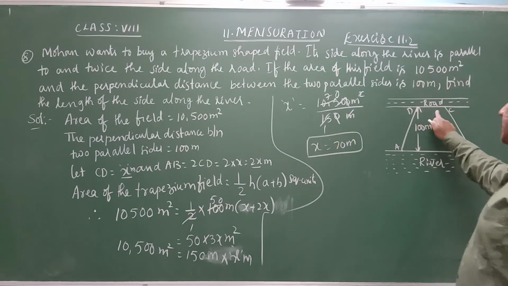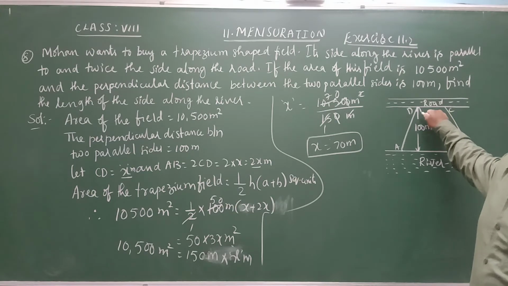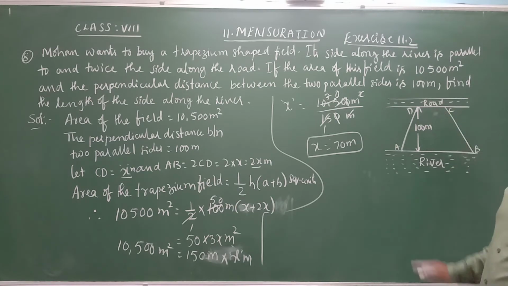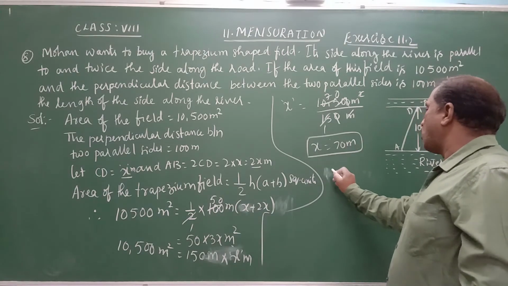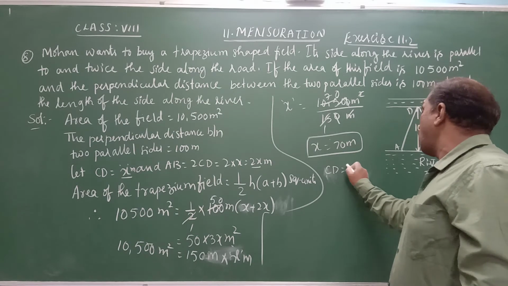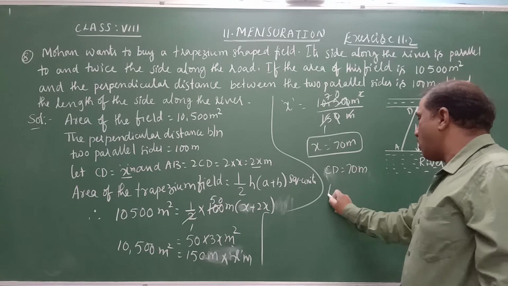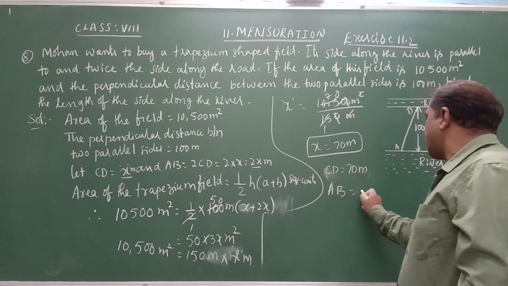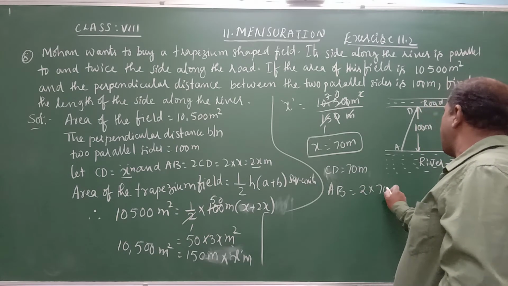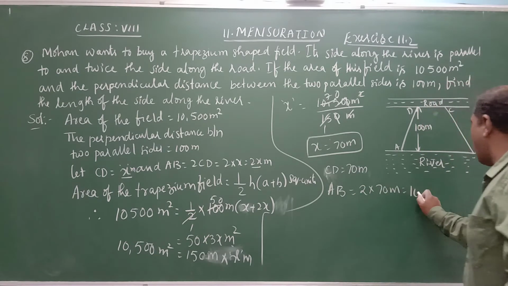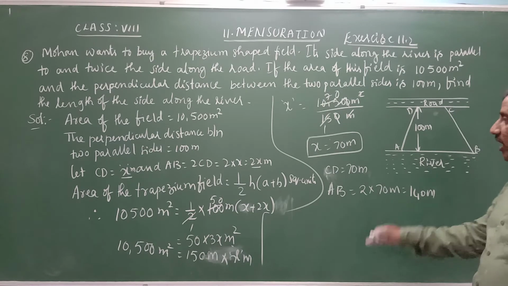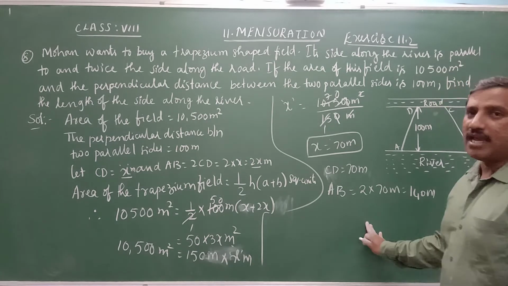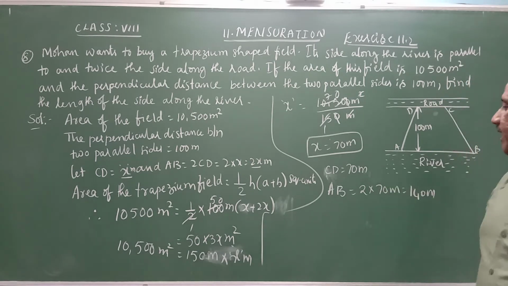What is x? That is CD, the side along the road. What we have to find is the side along the river, that is AB. So x is equal to 70, that is CD is equal to 70 meters. Now AB is equal to 2 into 70 meters, that is 140 meters. What we have to find is the side along the river, which is nothing but AB.